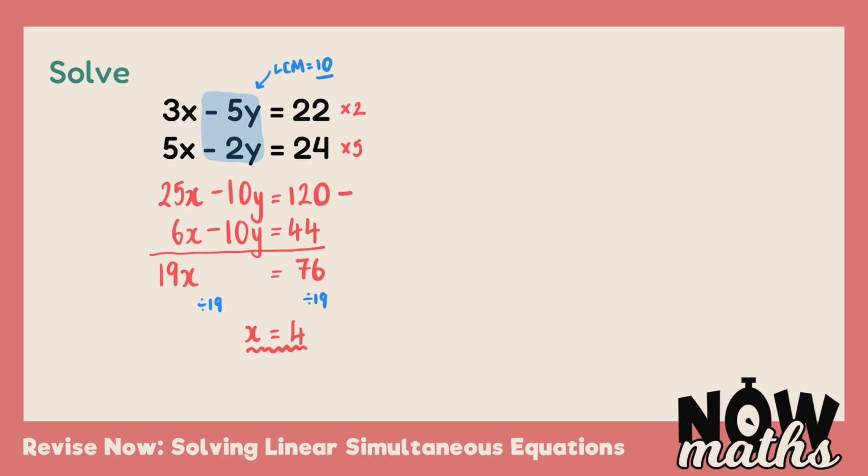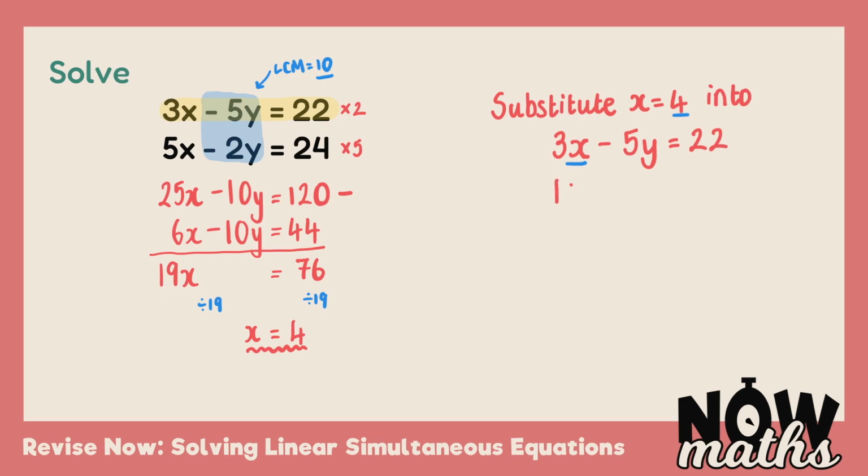To work out our value of y, we need to substitute this value of x into one of the two equations that we started with. And this time there isn't too much difference between the two equations, all of the numbers are a similar size and they both have a negative term in them. I'm just going to choose to substitute into the first equation. So we're substituting x equals 4 into 3x subtract 5y equals 22. So x is being replaced with 4, so our 3x becomes 3 multiplied by 4, which is 12. And we have subtract 5y equals 22.